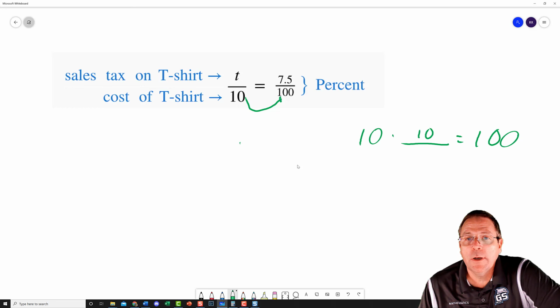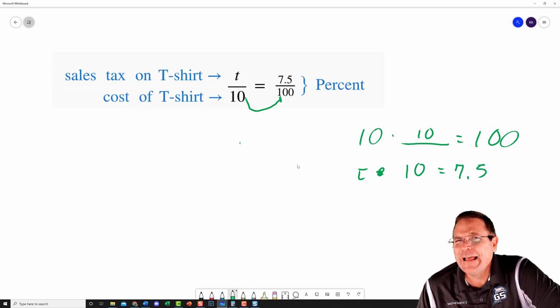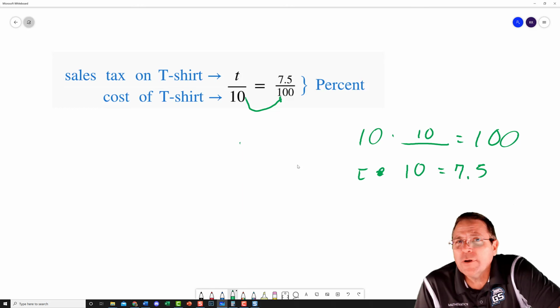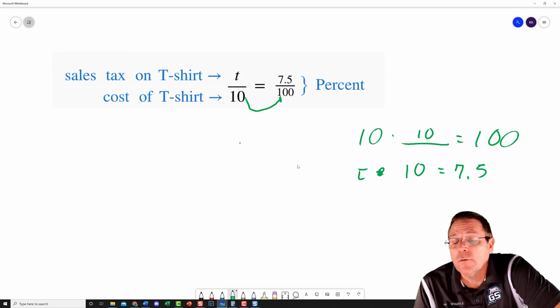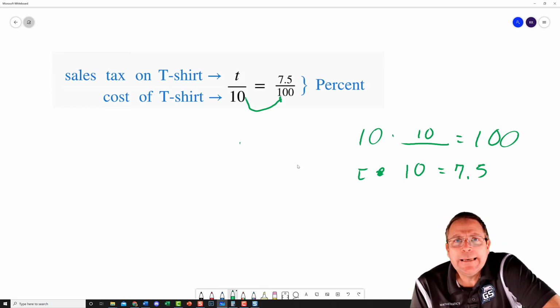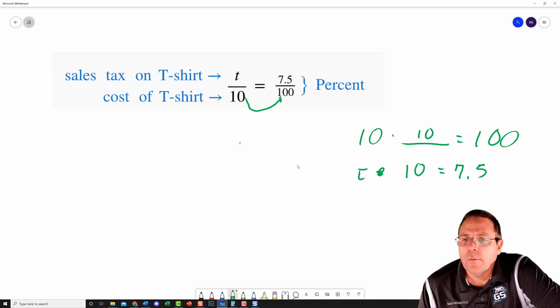So, now we need to take the 7.5, but wait a minute, if we worked it the way they did, that would mean we'd have to be doing T times 10 is going to get us our 7.5. Can you think of a number off the top of your head that you can multiply by 10 to get 7.5? I can't. So instead we're going to do what we call isolating the variable. Remember, the final goal of an equation is to isolate the variable.